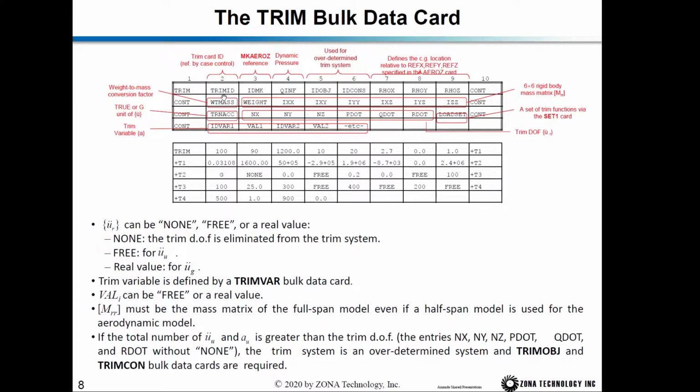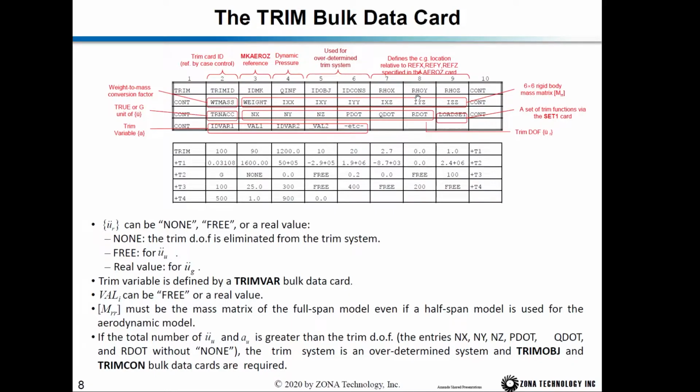So this is a TRIM card, and it has an ID. This ID is referred to by the TRIM case control command, and the ID MK refers to the MKAEROZ card, and with QINF you specify the dynamic pressure. If this is an overdetermined trim problem, you have to refer to a TRIMOBJ and TRIMCNT card.